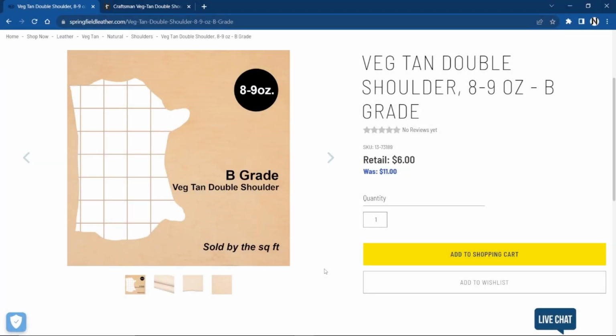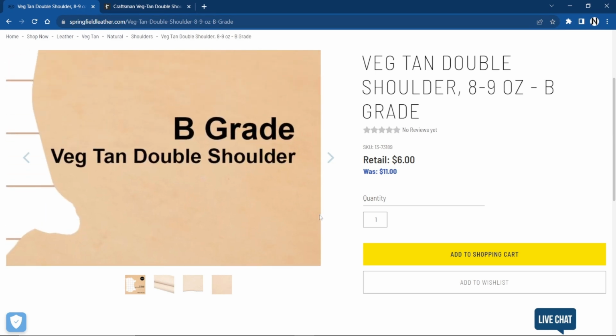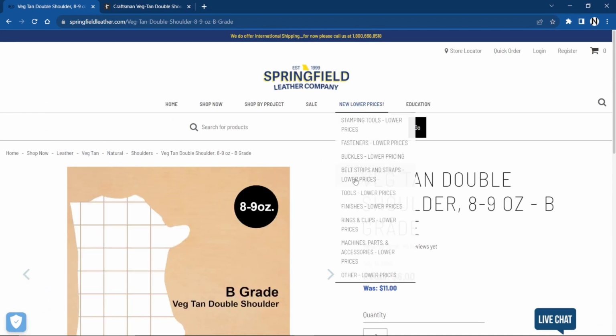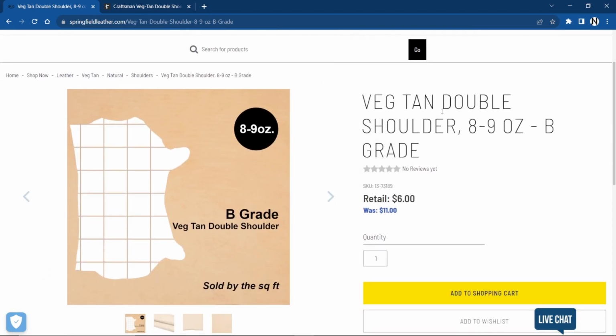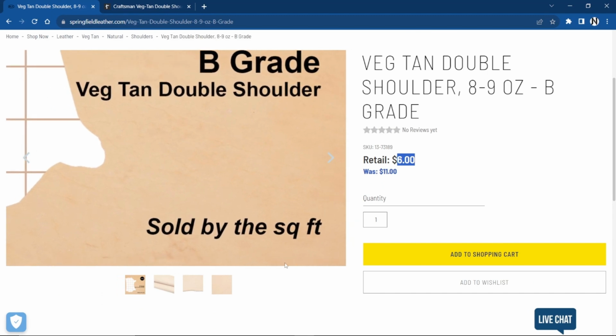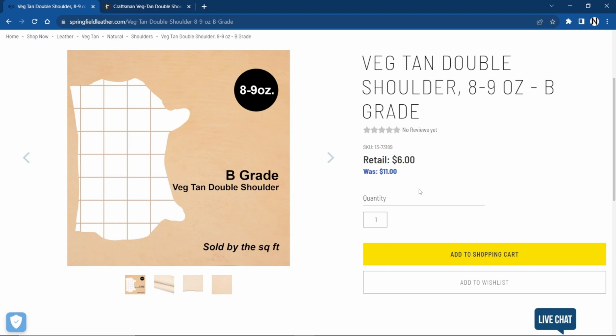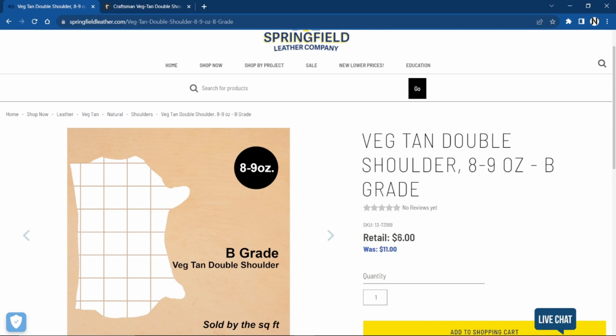There are two different ways that leather companies price their leather when you go to buy them. So I've got Springfield Leather Company pulled up here, and for a veg tan double shoulder 8 to 9 ounce, you can see a price of $6. Now notice it says sold by the square foot. So you could order 1 square foot of this, you could order 30 square feet of this. It's going to be $6 per square foot. If this is how your leather company that you're dealing with sells the leather, it's super simple. The price per square foot is right there.